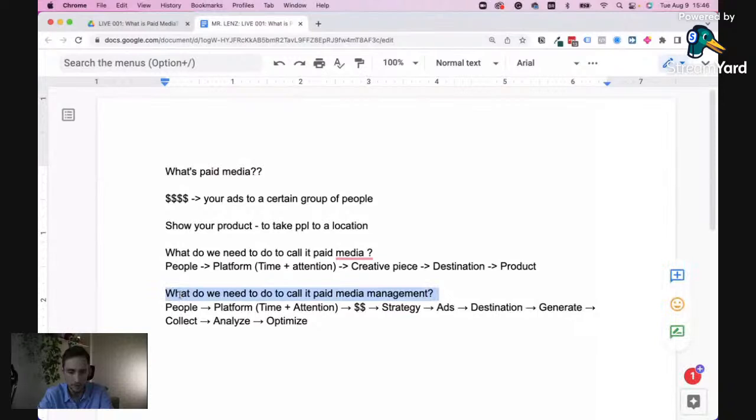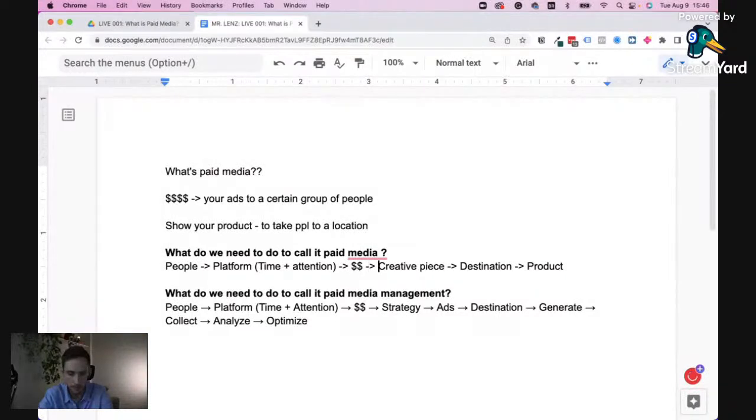The first line here is the same, right? People, platform. Here I added money. Of course, money needs to be here as well. But then there's strategy, and then there are the ads, and then there's destination, and of course you need a product. The product and destination here I'm not going to repeat. But then you need to generate, collect, analyze, and optimize. And we're going to dive deeper into each of these, so don't worry. I just want to show you the difference between paid media and paid media management.